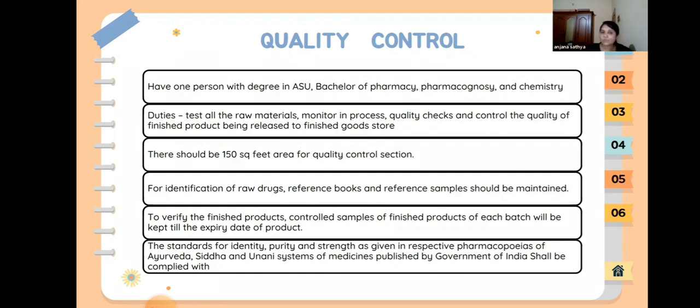So raw material reference samples have to be maintained. The finished product reference samples have to be maintained. The finished product samples have to be maintained up until their expiry date. After that, you can discard the samples.